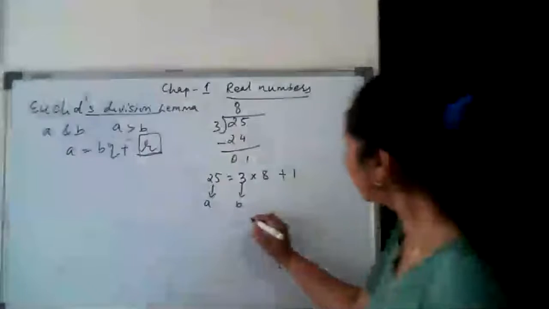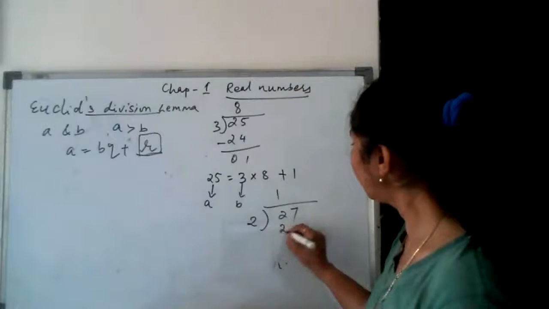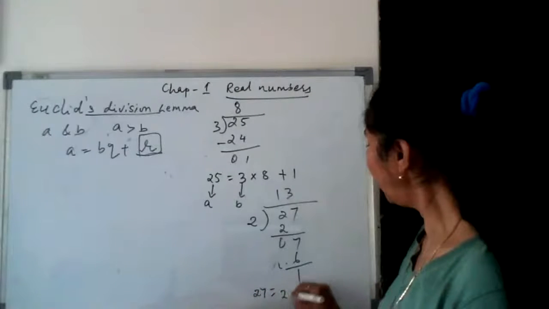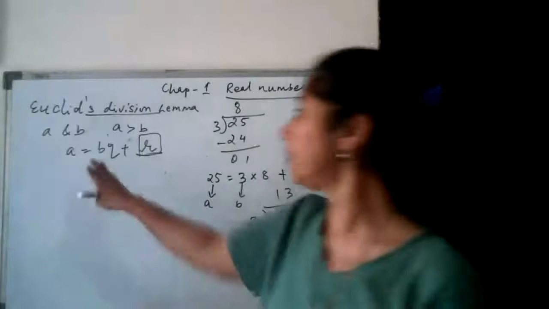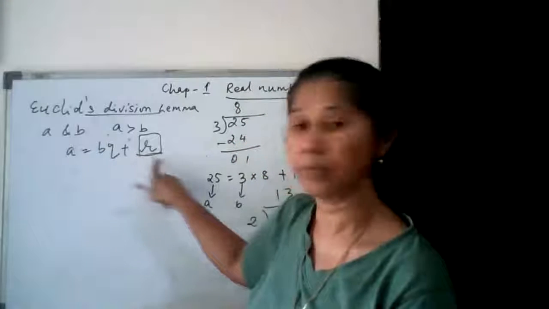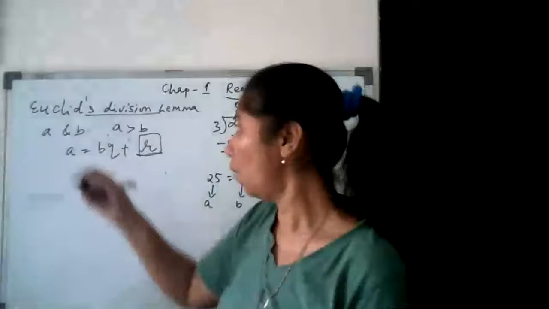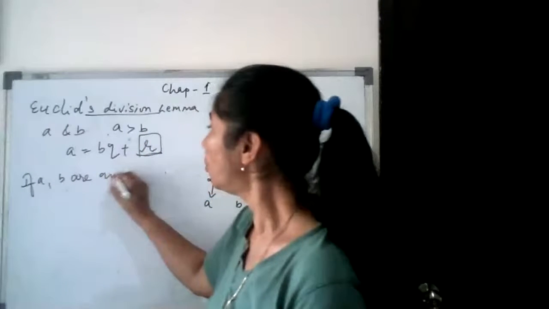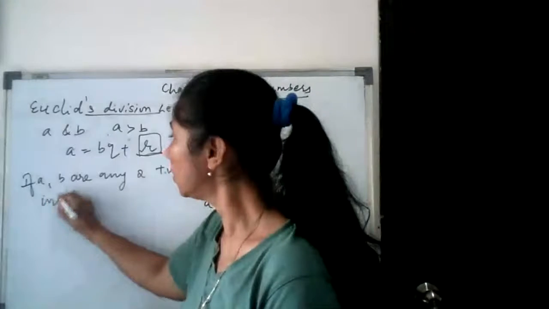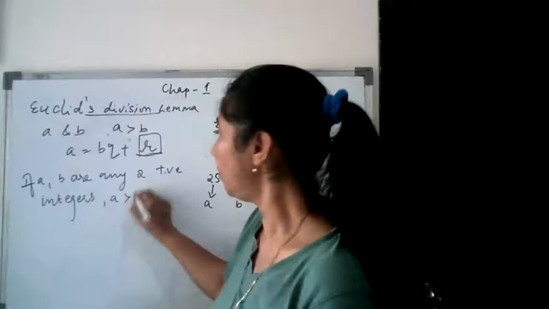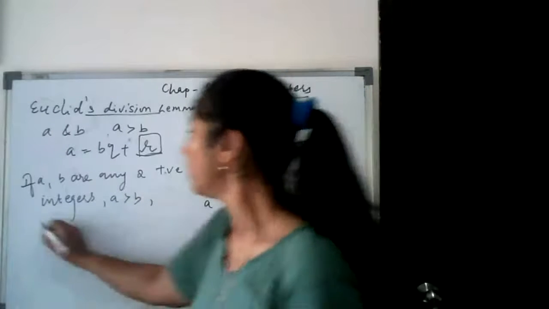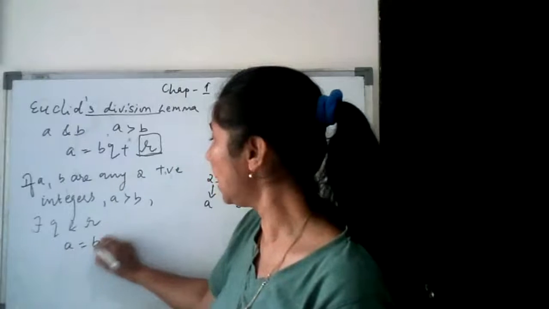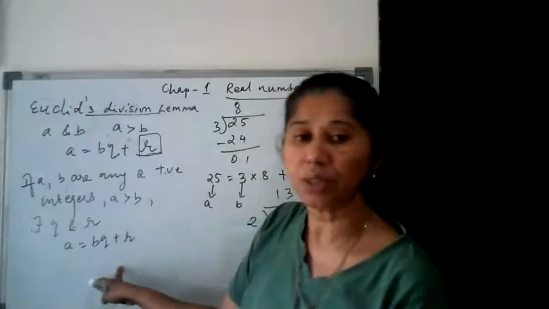Now look at this again. If I take some other example, say 27 divided by 2, then 2 ones are 2, 2 thirteens are 26, and the remainder is 1. So again I can write 27 as 2 into 13 plus 1. So that means any positive integers can be written as something like this. So A is equal to BQ plus R. Now what is this Euclid's division lemma? When I generalize it, if A and B are any two positive integers and A is bigger than B, then we can divide and definitely there will be two integers Q and R, and with their help we can write this as A is equal to BQ plus R. Because Q is nothing but the quotient and R is nothing but the remainder.